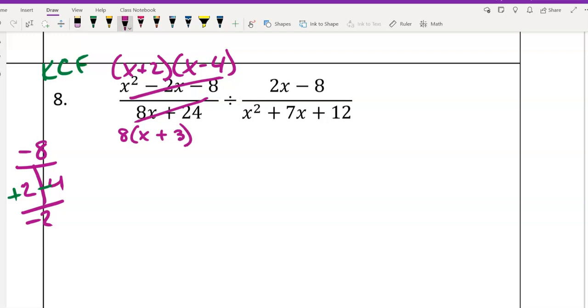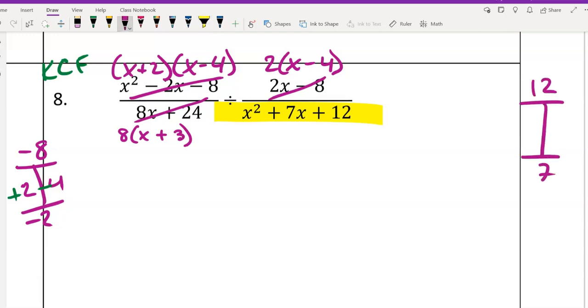All right, next, 2x minus 8. Is 8 divisible by 2? Yeah. 8 divided by 2 is 4. And this last one here, we have 12 on top, 7 on bottom. Our factors are going to be 3 and 4.